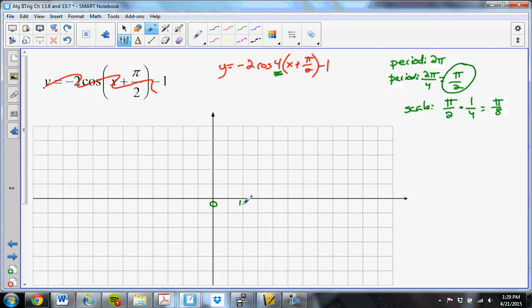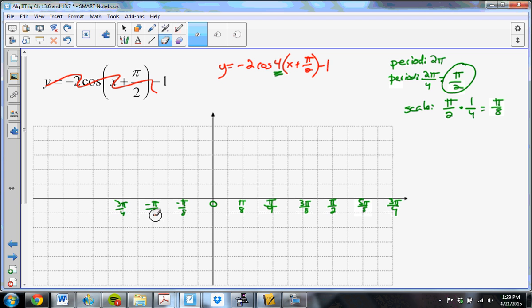So here's 0, here's 1 pi over 8, here's 2 pi over 8, which is pi over 4, here's 3 pi over 8, 4 pi over 8 is pi over 2, 5 pi over 8, and 6 pi over 8 is 3 pi over 4. Then everything was moved to the left pi over 2, so I should have gone negative, I suppose. Here's a negative pi over 8, a negative 2 pi over 8, which is negative pi over 4, a negative 3 pi over 8, a negative 4 pi over 8, which is negative pi over 2, and then negative 5 pi over 8, and negative 6 pi over 8.